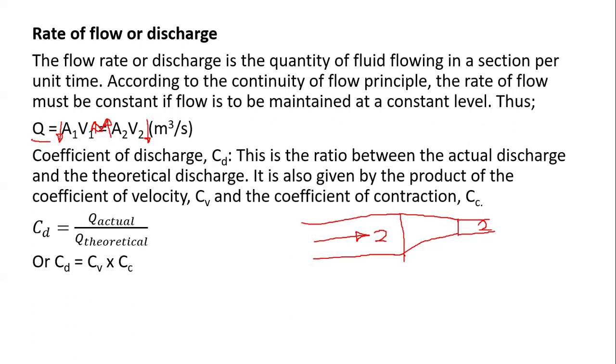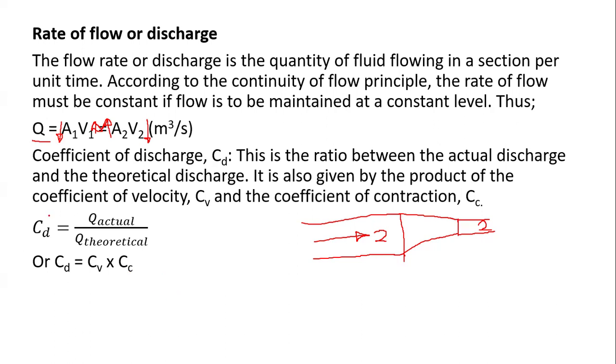We include this coefficient whenever we're trying to calculate the actual discharge. Now, apart from that, we also have the coefficient of velocity, CV, and the coefficient of contraction. The coefficient of velocity refers to when you multiply this CV by the theoretical velocity, you get the actual. Even the coefficient of contraction of that body of fluid flowing is the same thing.